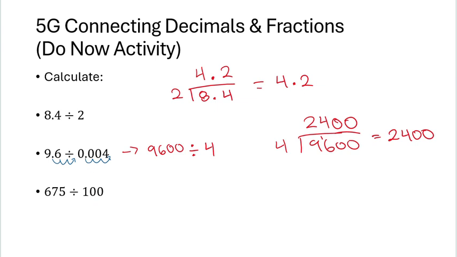Now we've got here dividing by decimals. So 675, the decimal point gets moved twice. 1, 2. Final answer is 6.75.